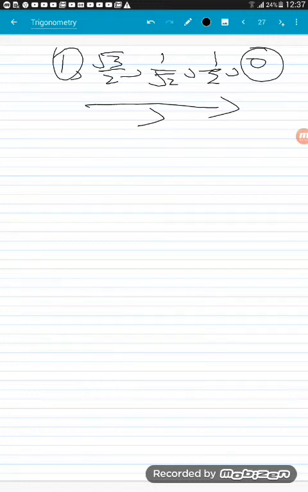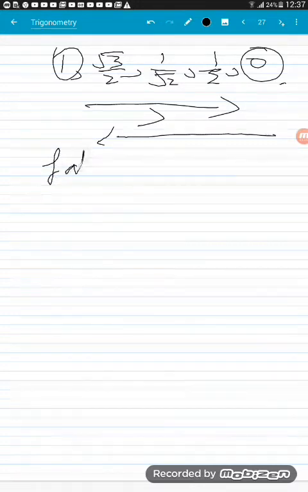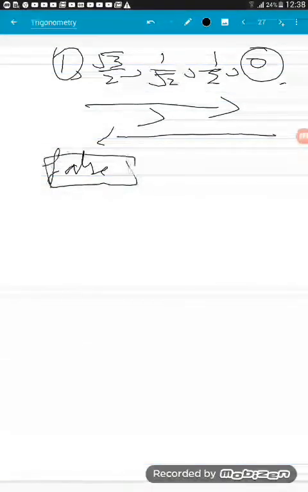We saw that sine theta increases as you go from left to right, but for cos theta, from left to right it decreases. So we can say that it is decreasing, so the statement is false. They gave increases, so it is false. If they gave decreases, then it would be true. Now we will look at the other one.